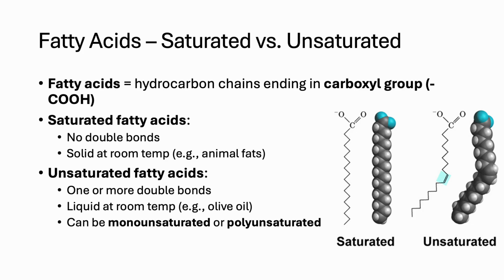Unsaturated fats have one or more double bonds that introduce kinks in the chain, preventing tight packing and making them liquid, like plant oils. The type of fat consumed in the diet affects heart health, cholesterol levels, and inflammation.